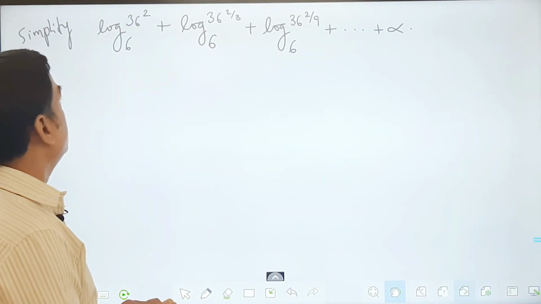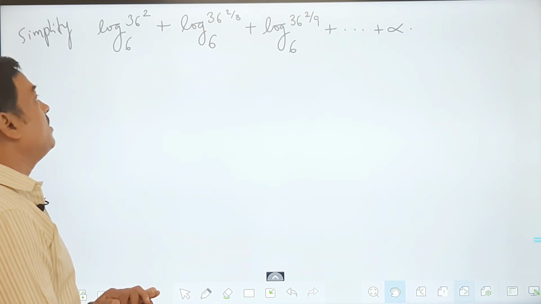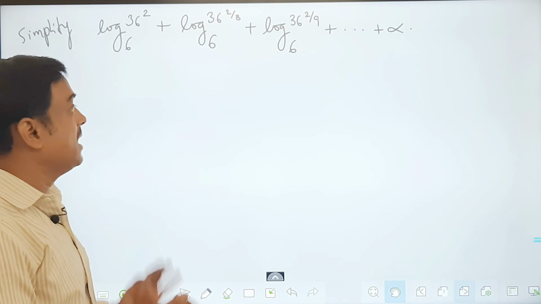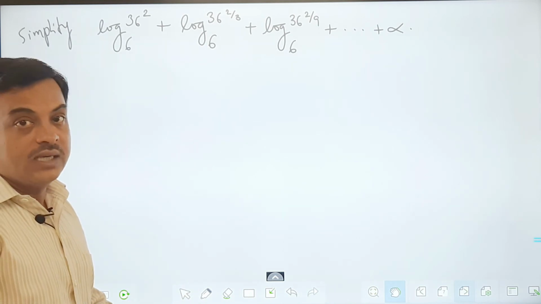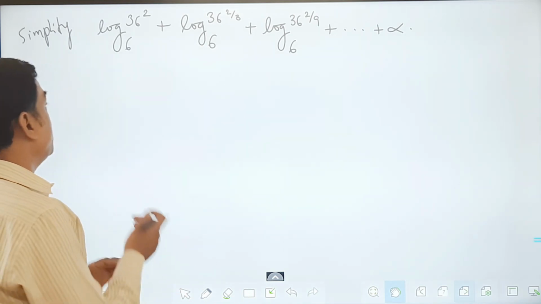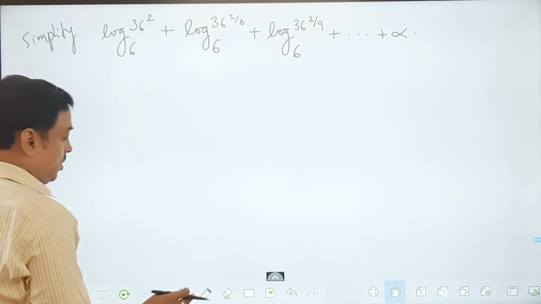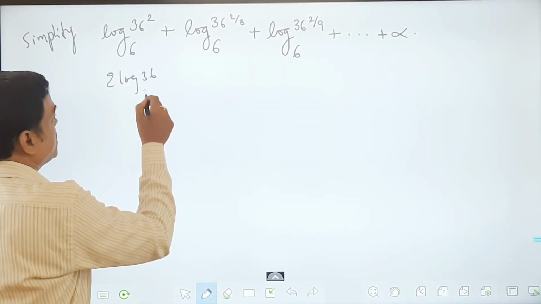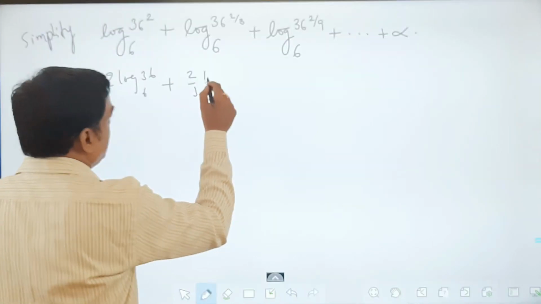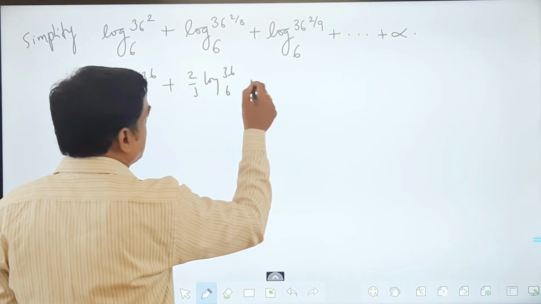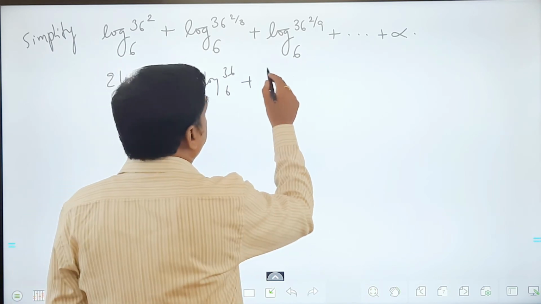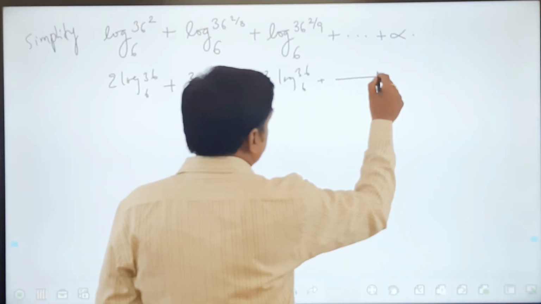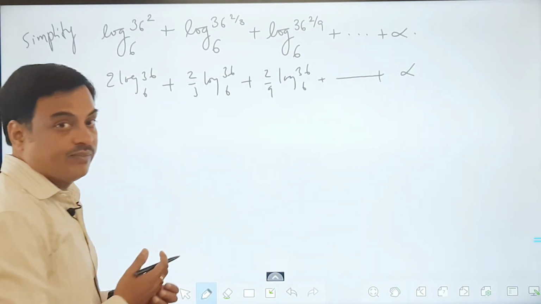So this is how it works. Next question, let us see. Good question. Log 36 square base 6 plus log 36 to the power of 2 by 3 base 6. All of them have base 6, so we can apply the logarithm rules over here. I can write this as 2 log 36 base 6 plus 2 by 3 log 36 base 6 plus, and further it will be 2 by 9 log 36 base 6, and so on up to infinity. You have it here. Right?